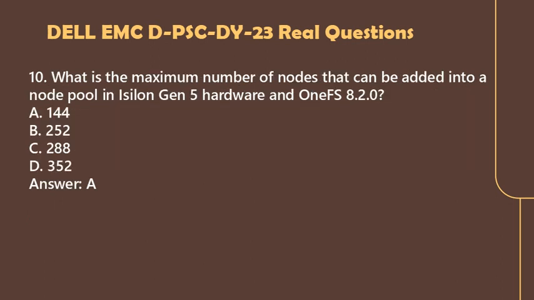10. What is the maximum number of nodes that can be added into a node pool in Isilon Gen 5 hardware and OneFS 8.2.0? A. 144. B. 252. C. 288. D. 352. Answer: A.